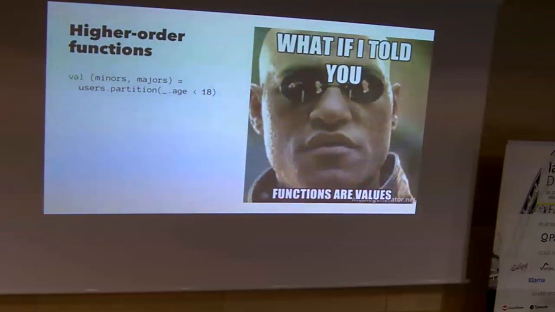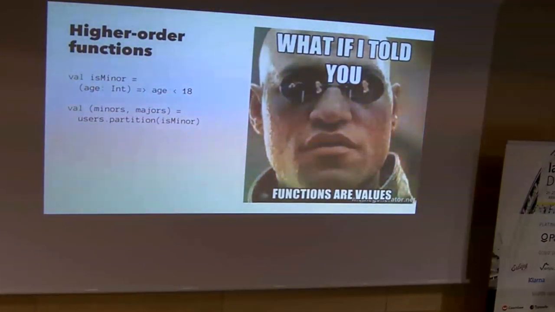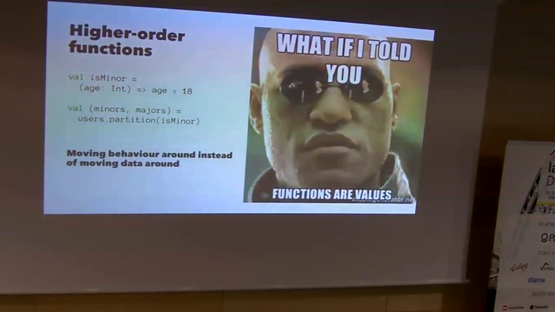So we can rewrite it like this. It's called a function literal in Scala. It's a function that takes an age and returns a boolean. And then we take that function and feed it as a parameter to this function here. So that's the definition of a higher order function, or one of the definitions: it's a function that takes another function as an argument. This appears simple, but it's actually very powerful, because instead of moving data around, we move behavior around. And that's quite a different way of thinking.